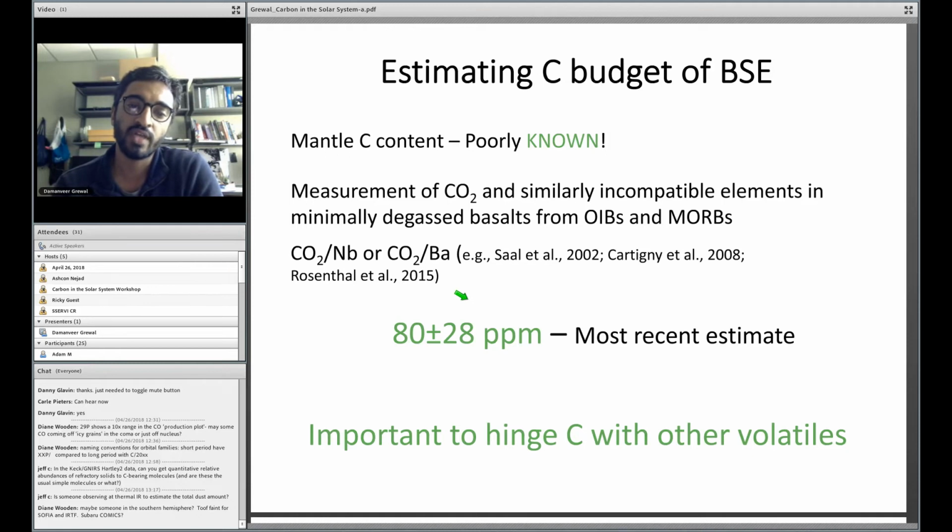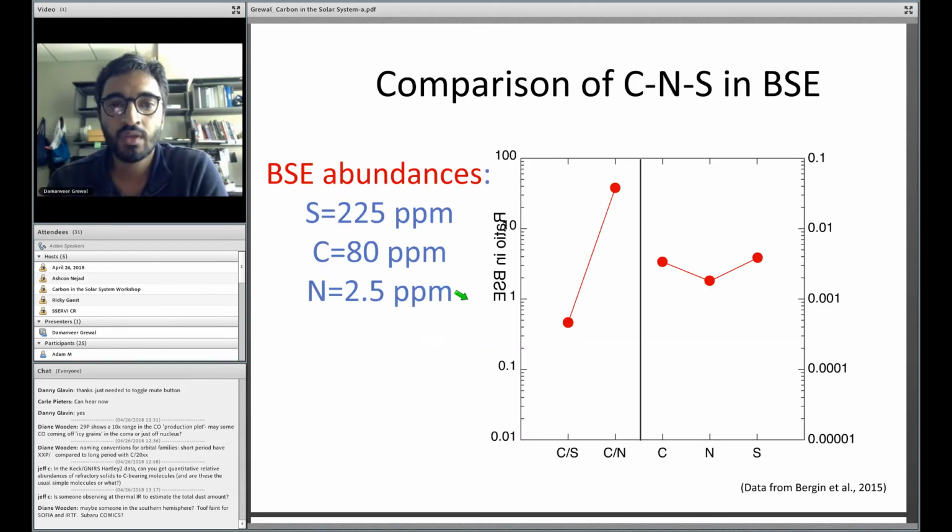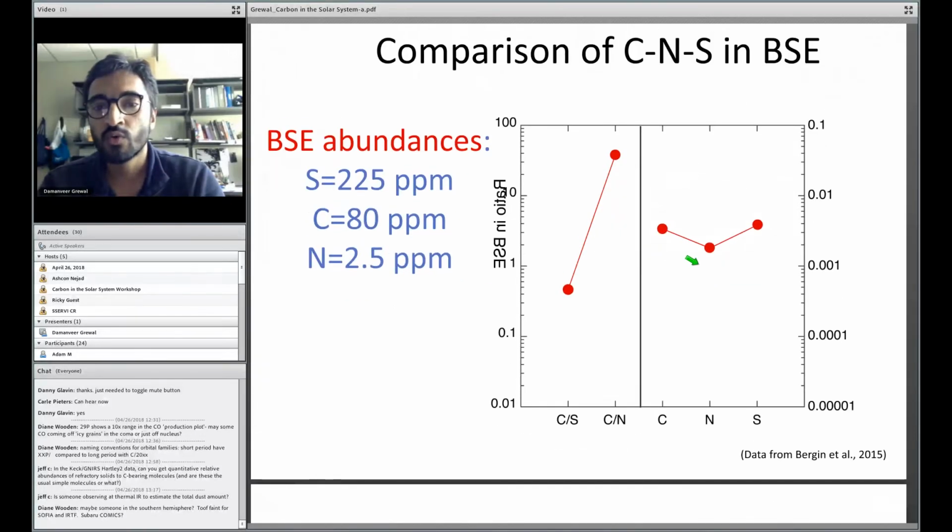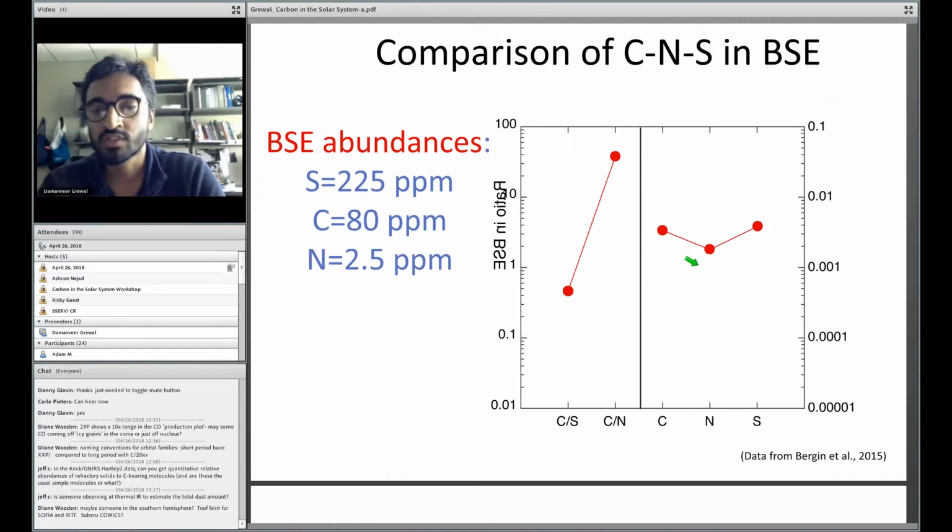But to develop a holistic picture of the origin of carbon, we need to link the carbon abundance in the bulk silicate Earth reservoirs with other volatile elements like nitrogen and sulfur. Over here I presented the bulk silicate Earth abundances of different volatile elements. The bulk silicate Earth abundance of sulfur is 225 ppm, carbon is 80 ppm, and nitrogen is 2.5 ppm.